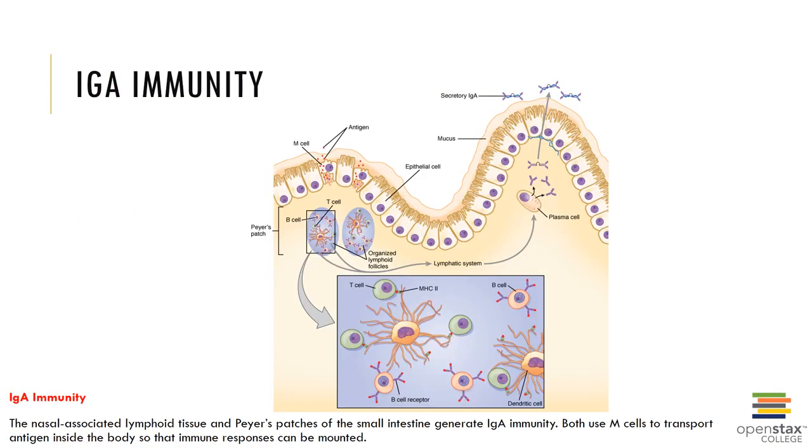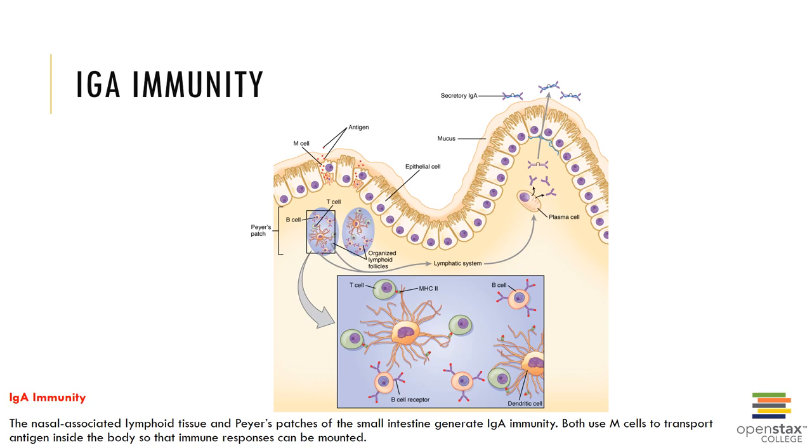Here you can see IgA immunity. The example shown here in the slide involves nasal-associated lymphoid tissue and Peyer's patches of the small intestines. They can generate IgA immunity and use M cells to transport antigens inside the body in order to enhance and mount the immune response.